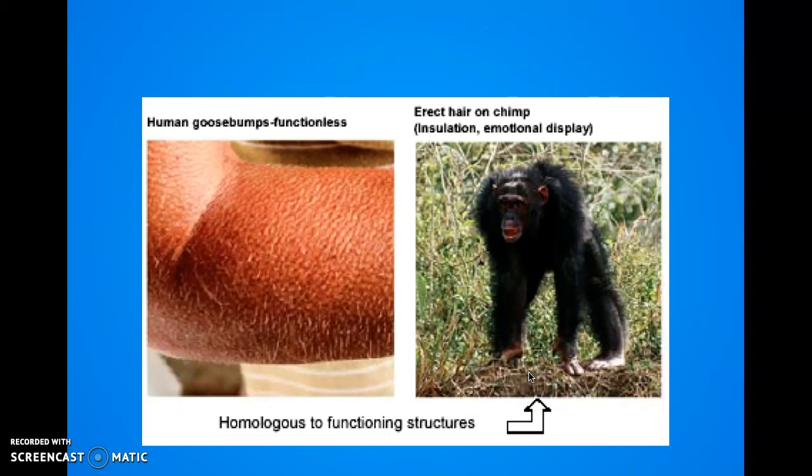Some other vestigial structures: human goosebumps, okay? Human goosebumps don't really have a function except telling us that we're cold. But the function in chimpanzees is that hair would be attached to those follicles, and when there's some kind of emotion in the chimp or they feel threatened, they will get those goosebumps and their hair would rise. So this could have been a structure that our ancestors would have used to scare off predators.